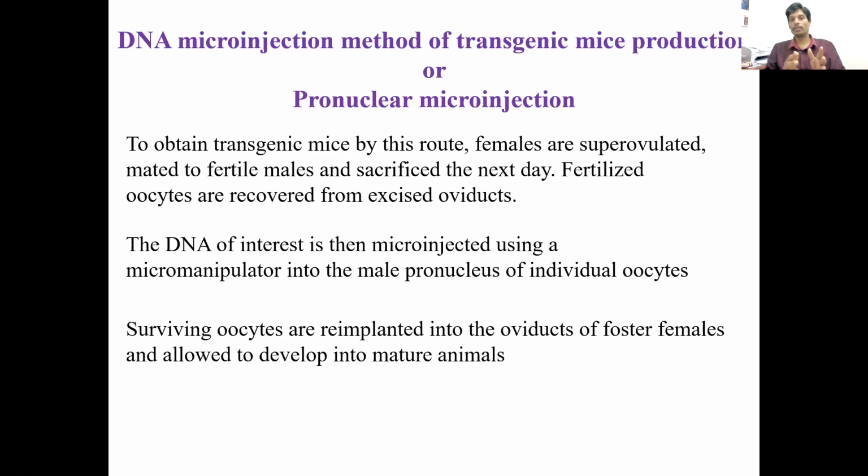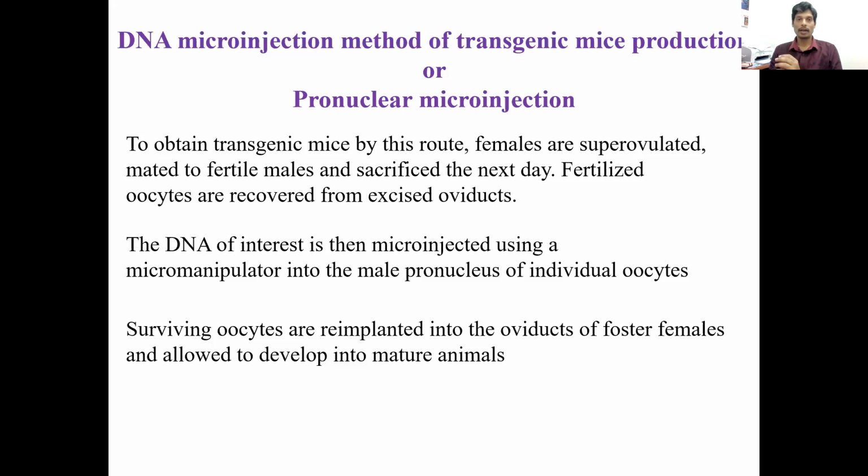But if you are doing the same thing at the later stages, then the problem is some of the cells may have the transgene and some of the cells may not. So it may result in a mosaic animal. A mosaic animal means a few tissues will have the transgene, and a few tissues will not have the transgene. So if the tissues which have the transgene, by chance, include the germ cell lines, then the next generation is going to be a fully transgenic animal. So that is how viral mediated transgenic production works.